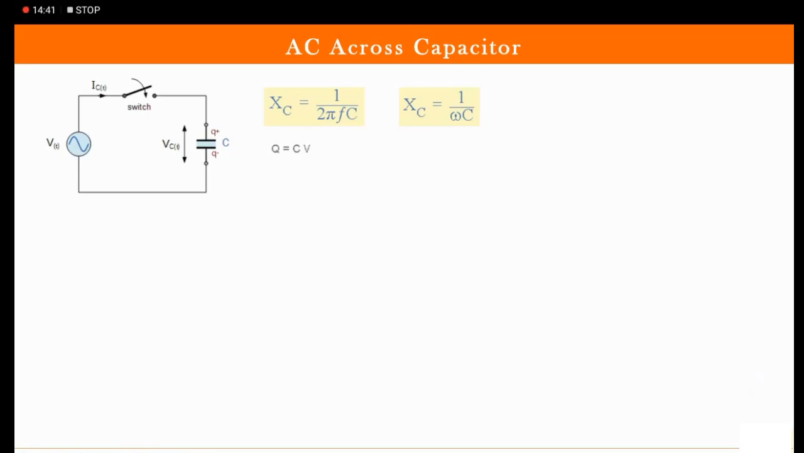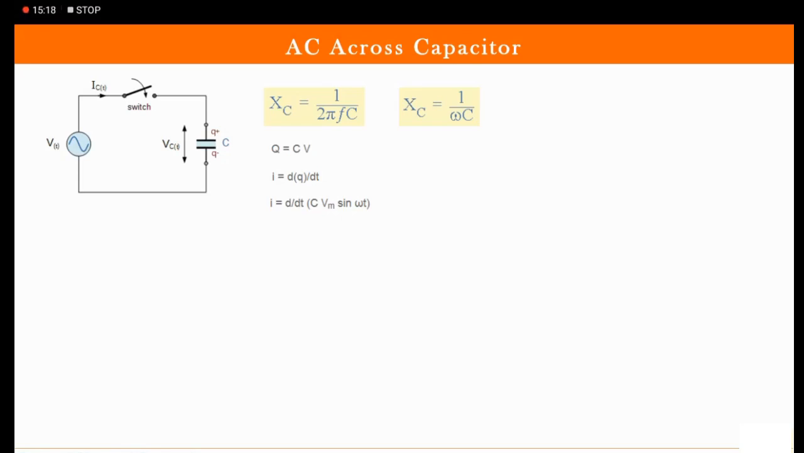Fine. And we also know that Q is equal to CV, that is Q is the charge. And what is current? Rate of change of charge, isn't it? Flow of electron is rate of change of charge. So I can say that I is equal to dq by dt. Okay, so I'll apply it. I'll write the value of v, because we have already written v is equal to vm sin omega t.